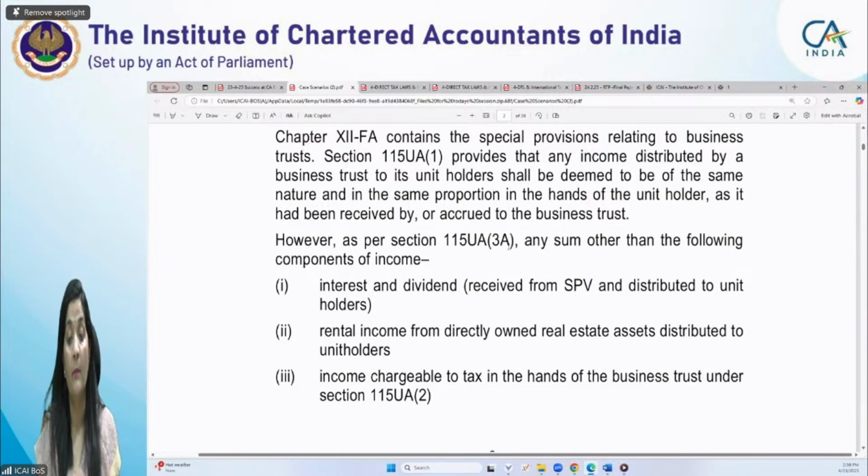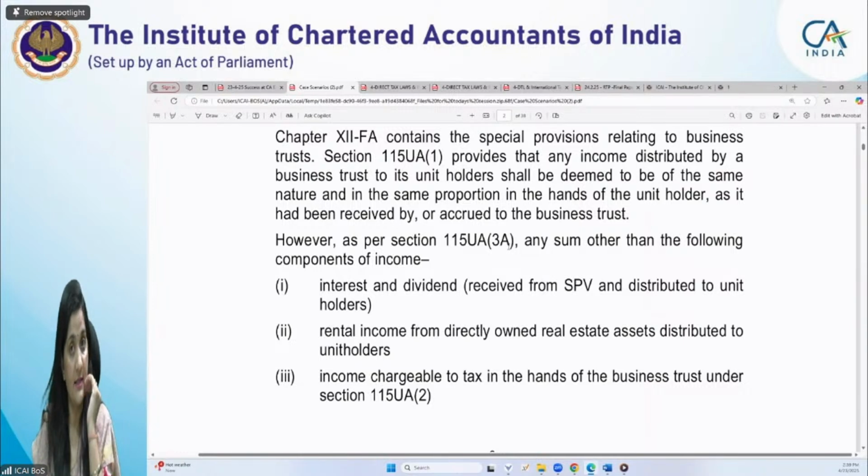Why am I saying this? Because it says that apart from this interest, your dividend and your rental income, if REIT pays money or distributes income in any form to the unit holders, that income would also be chargeable to tax in the hands of unit holders under the head income from other sources under section 56(2)(xii). That income would be chargeable to tax in the hands of unit holders as income from other sources. Okay? This is a very important amendment which was made last year. It's not this year's amendment, but it is very important.